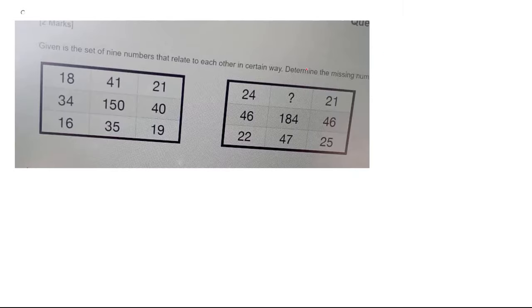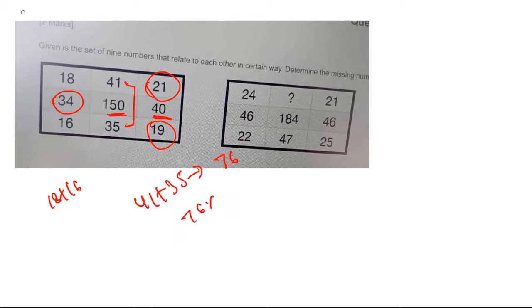This is a very easy question. Basically we are just doing 18 plus 16, and that is this middle value. Here 21 plus 19, that is this 40. But here you can see the logic for getting the middle element is somewhat different. You can see 41 plus 35 won't give you 150, right? 41 plus 35 will give you 76. And if you multiply 76 by 2, that will give you 152. And 152 minus 2 will give you 150. So that is what we are doing here.